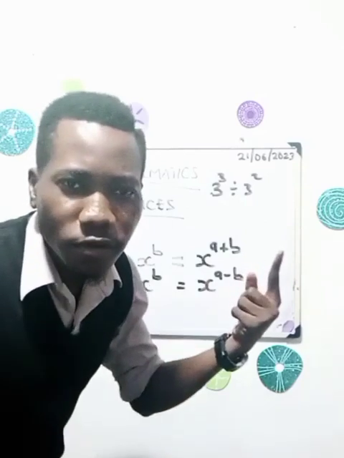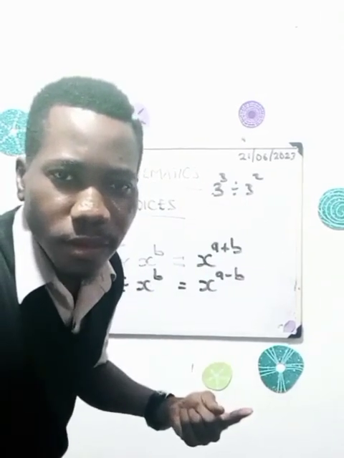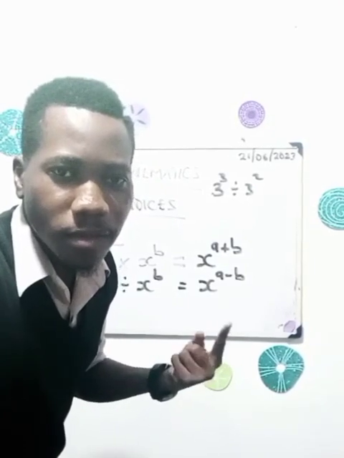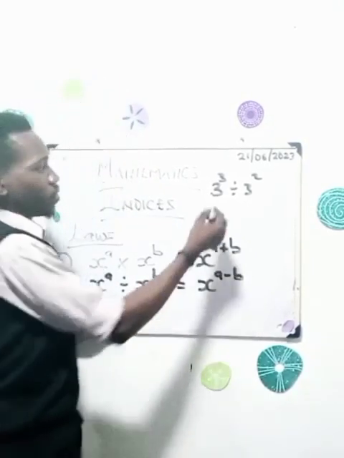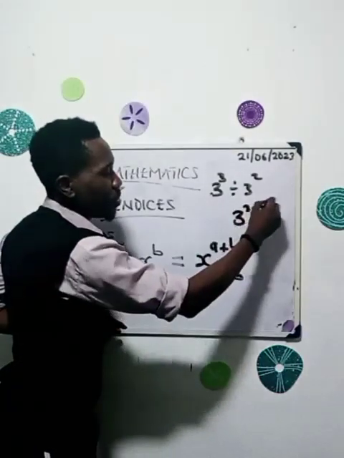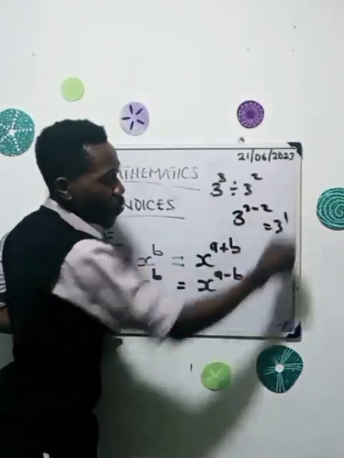If we divide, we subtract the powers. The bases must be the same. So 3 raised to the power 3 divided by 3 raised to the power 2 will give us 3 raised to the power 3 minus 2, which is 3 raised to the power 1.